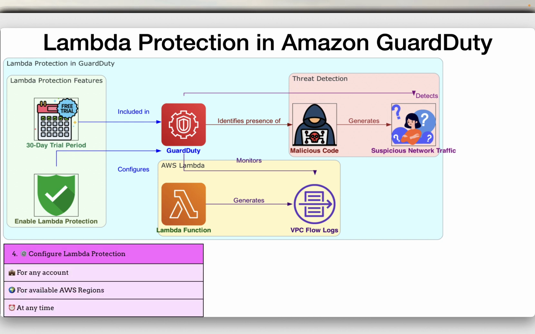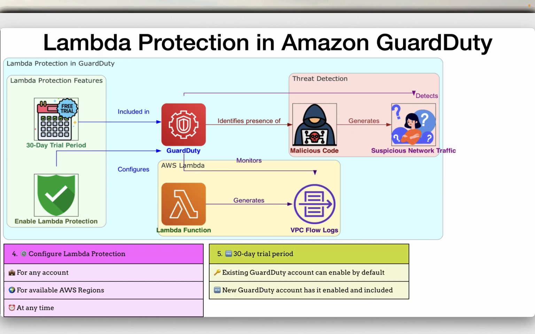You can configure Lambda protection for any account or available AWS regions at any time. By default, an existing GuardDuty account can enable Lambda protection with a 30-day trial period, and for a new GuardDuty account, Lambda protection is already enabled and included in the 30-day trial period.